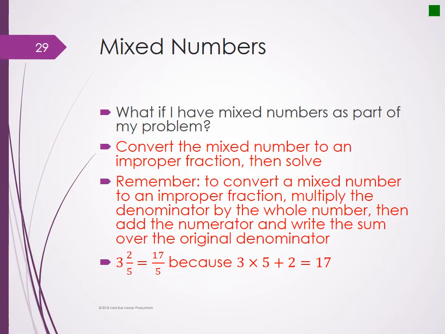You multiply the denominator of the fraction by the whole number, then you add the numerator and write the sum over the original denominator. So here we have an example, 3 and 2/5. So here's our mixed number, 3 wholes and 2/5. So I multiply the denominator by the whole number, so 5 times 3, or 3 times 5. Then I add the numerator, plus 2. So 3 times 5 is 15, plus 2 is 17. And I write that over the original denominator, which is 5. So 3 and 2/5 becomes 17 over 5.